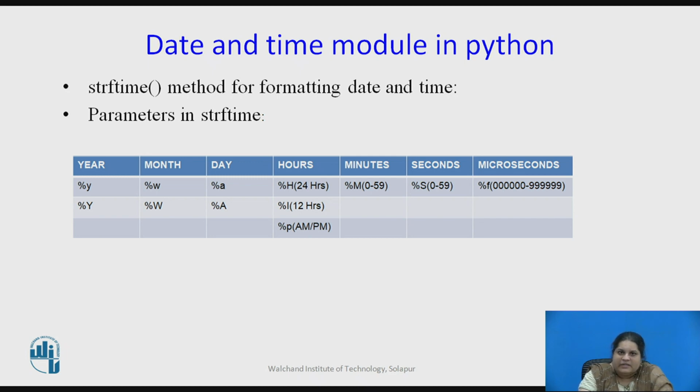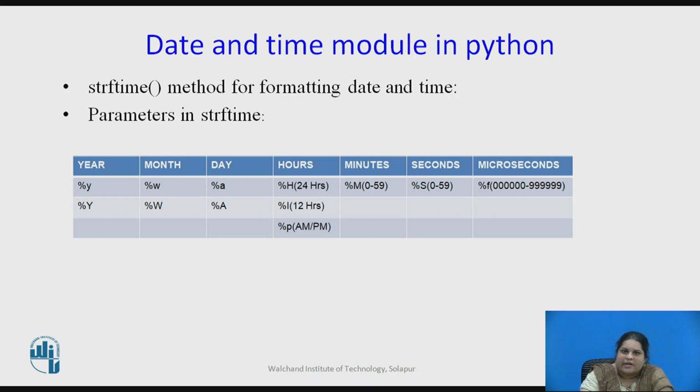Now moving towards the next, that is minutes. In minutes, if you observe, we use percentage capital M whenever we want to display our minutes, which will be between 0 to 59. Also whenever we are using the seconds, in that case we use the capital S. The seconds also will stand between 0 to 59. That means all the seconds values will be covered.